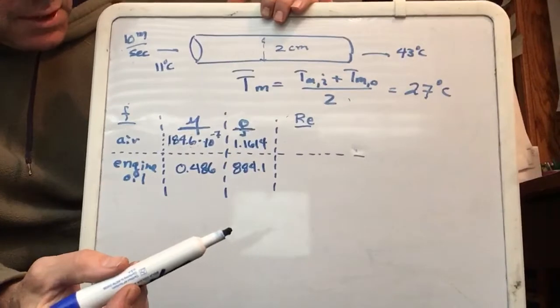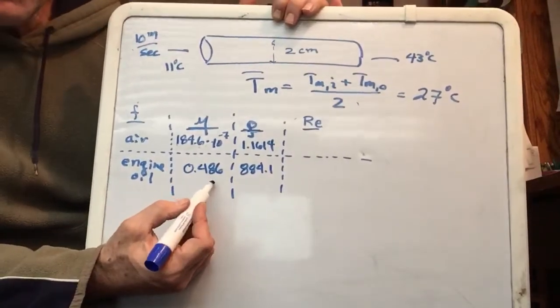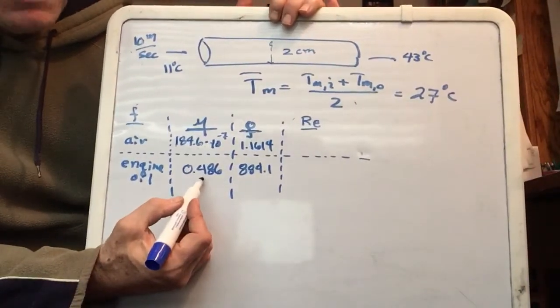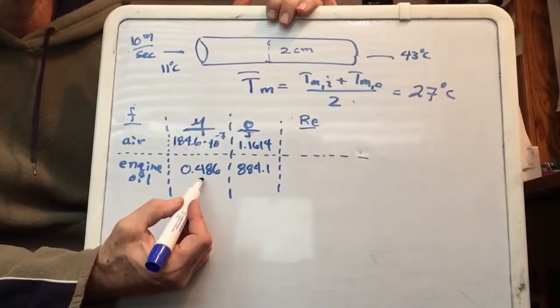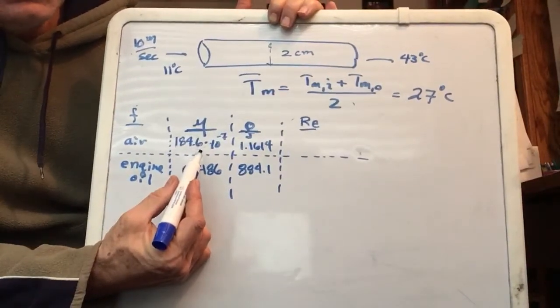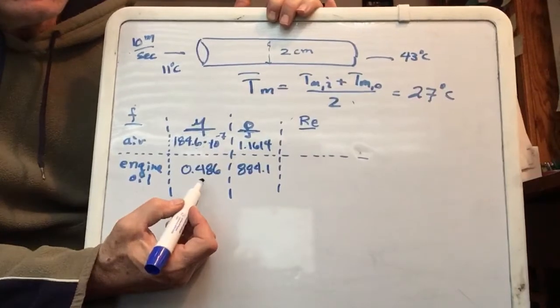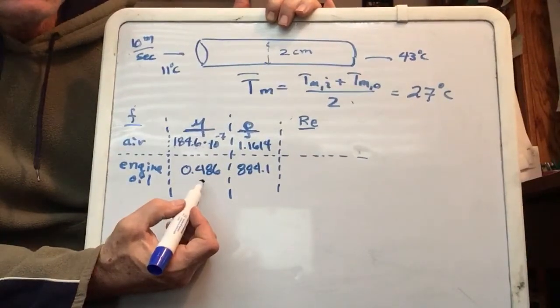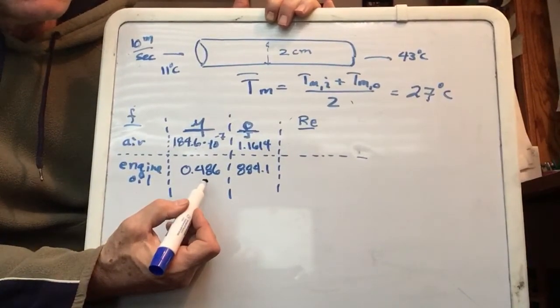On the other hand, looking at the viscosities, engine oil's viscosity is 0.486. You can get that from the tables, and that is huge compared to the viscosity of air. So there's a lot of cohesion between adjacent engine oil molecules, which would make turbulence less likely.